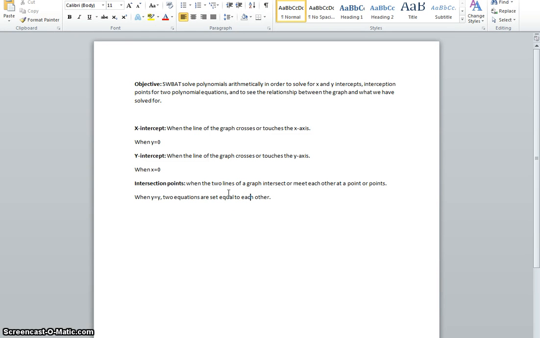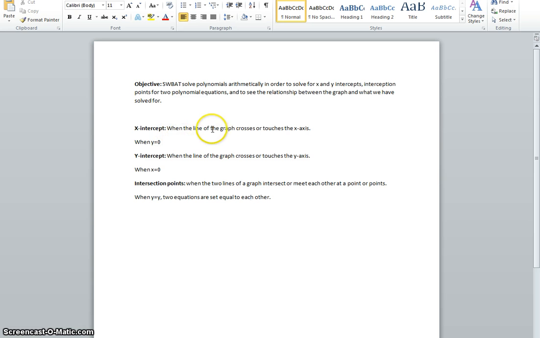Our objective today is students will be able to solve polynomials arithmetically in order to solve for x and y intercepts, intersection points for two polynomials, equations, and to see the relationship between the graph and what we have solved for. So before we begin, I want to start with what is an x-intercept?